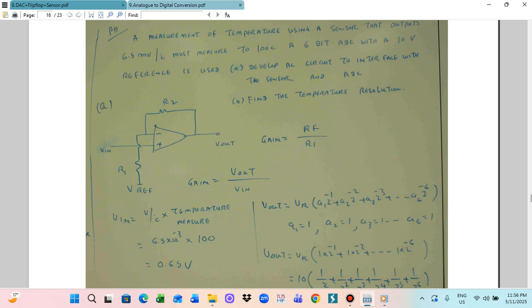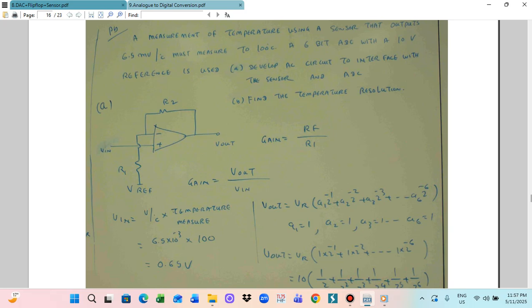So Vin is here 6.5 millivolt per degree centigrade. So this is the sensitivity. You need to measure the temperature, and then you can calculate the Vin. Vin you can calculate: volt per degree centigrade multiplied by the voltage to measure.